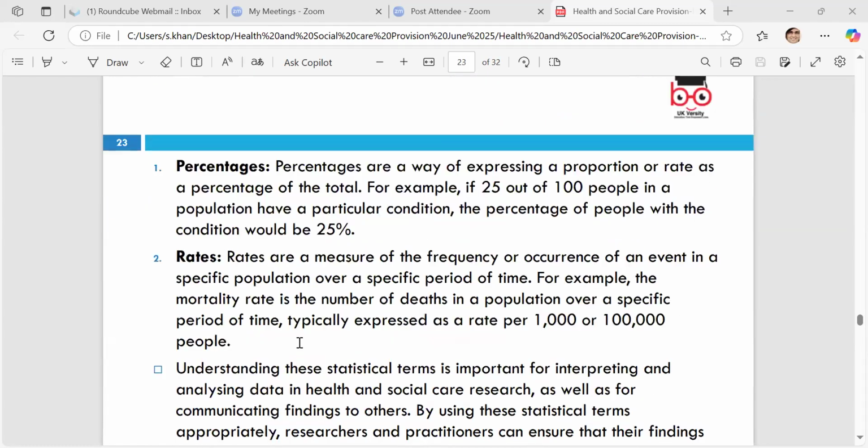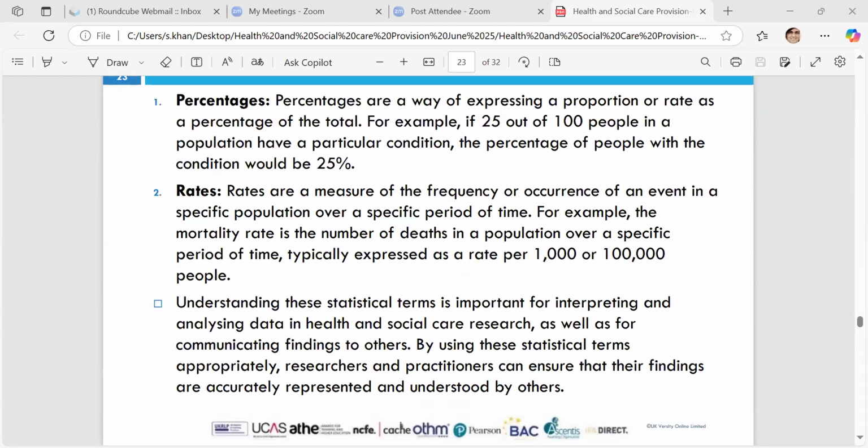We then have percentages, and these express a proportion or ratio as a fraction of 100, and they're used to represent parts of a whole in a standardized way. For example, if 25 out of 75 people in a population have a particular condition or illness, the percentage of people would be 25%. And then we have rates, which express the relationship between two quantities, often with different units.